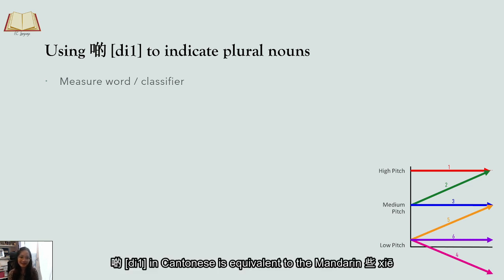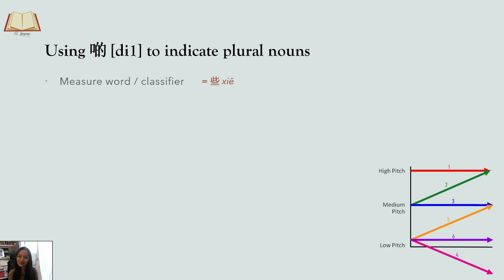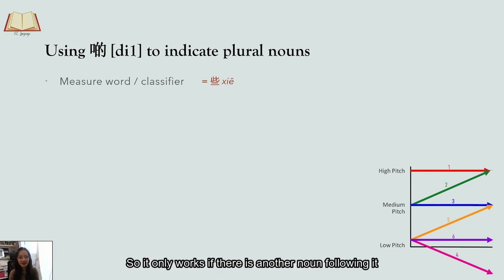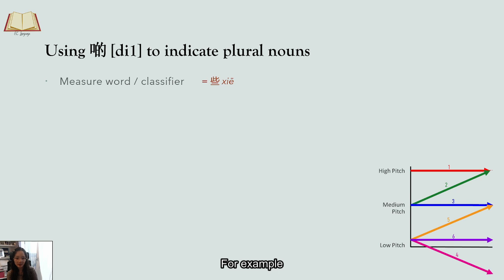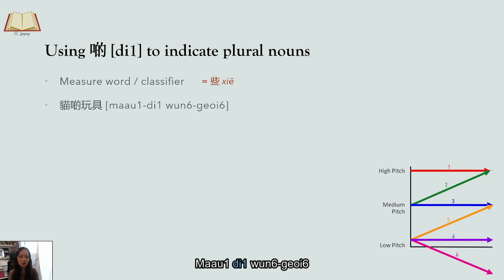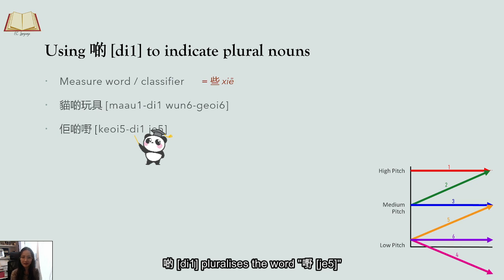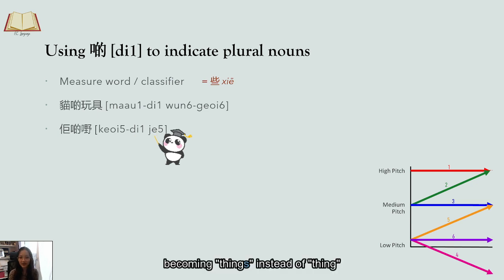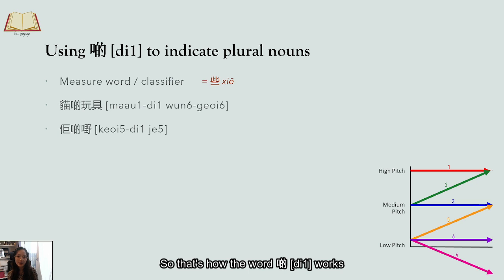So di in Cantonese is equivalent to the Mandarin xie. So it only works if there's another noun following it. Like, for example, the word toy or the word color or the word thing. So di pluralizes the noun that follows. So in this sentence, for example, 貓啲玩具, di pluralizes the word toy, 玩具. So it becomes toys. Same thing here, 佢啲嘢, di pluralizes the word 嘢, becoming things instead of thing. So that's actually how the word di works.